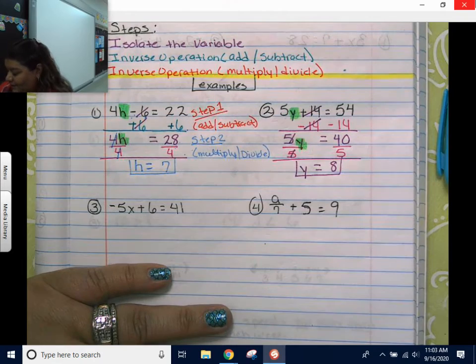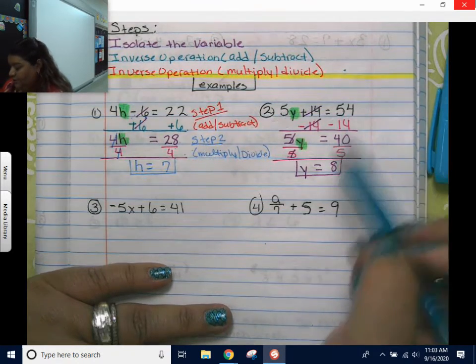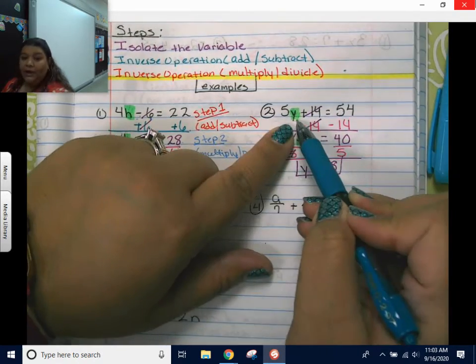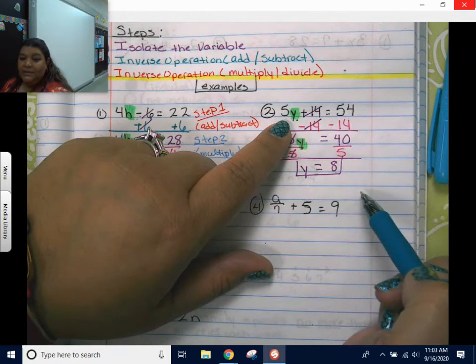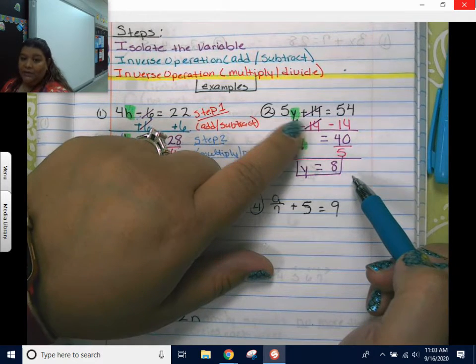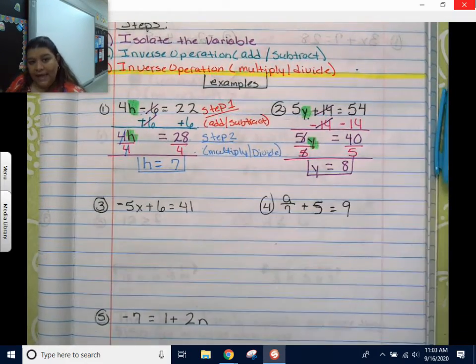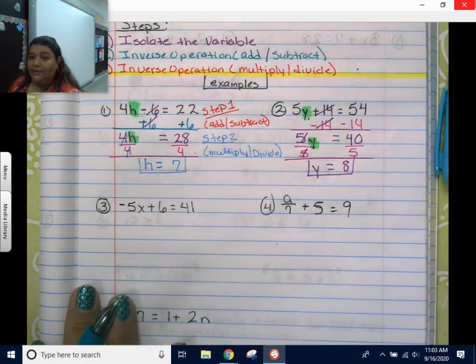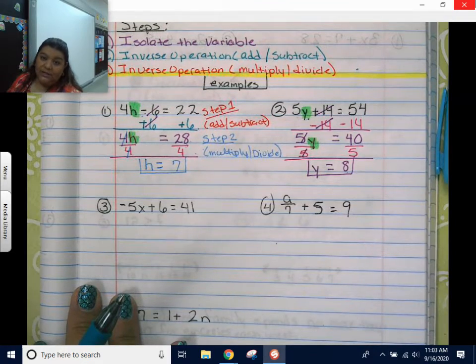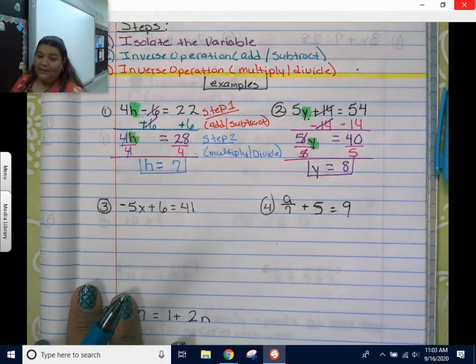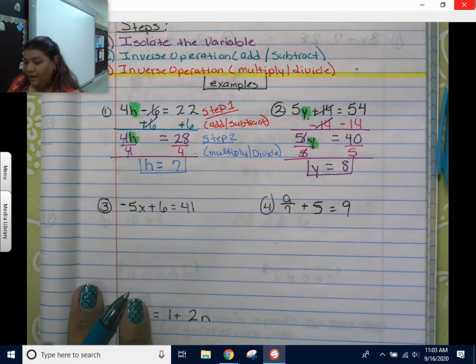Awesome. Okay, and you can double check your work. Plug in 8 in place of y. 5 times 8 is 40. 40 plus 14, 54. You got it right. So you can always use the answers to kind of plug it in there and see if it works. But don't forget your positive, negative rules of multiplication, division, and addition, subtraction. Okay, those are the rules that get us sometimes. All right.